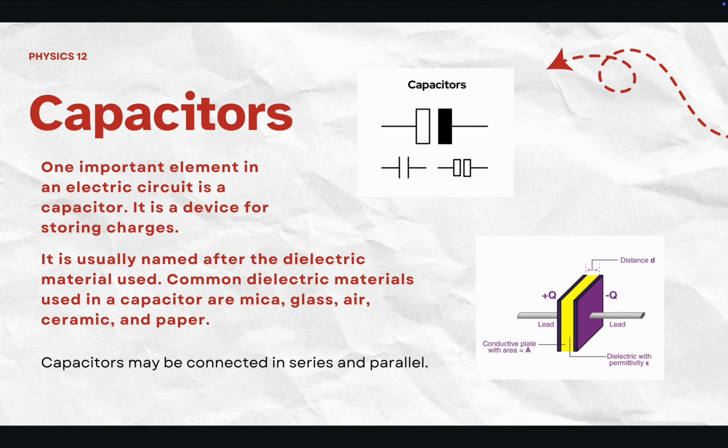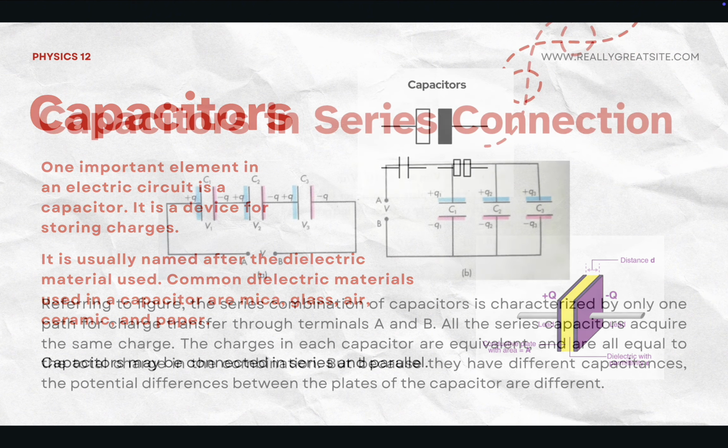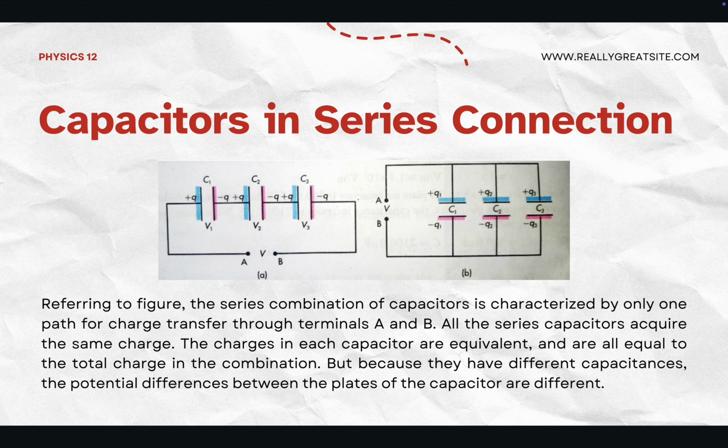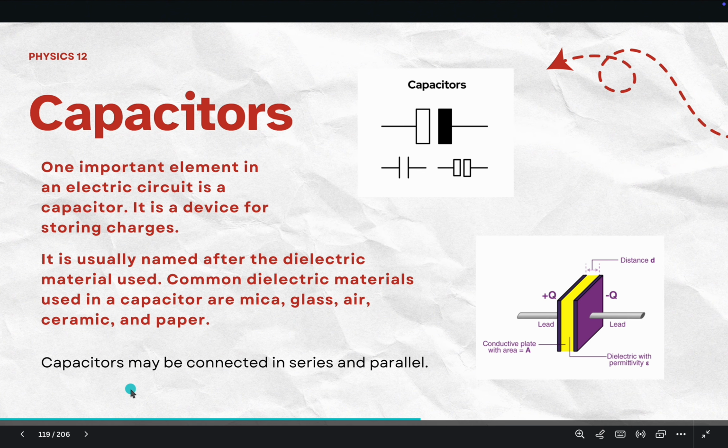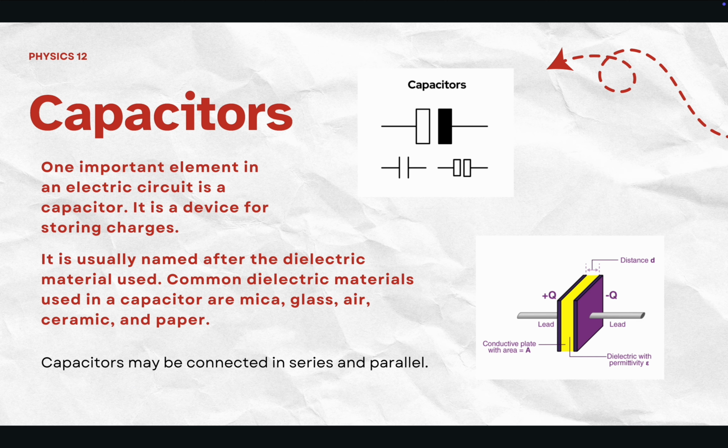Next is capacitors. One important element in an electric circuit is a capacitor. It is a device for storing charges, named after the dielectric material used. Capacitors may be connected in series and parallel. So, mauuna yung capacitors in series connection. Ang sabi nga dun sa pinakababa dito sa slide na to is capacitors may be connected in series and parallel. Pwedeng series, pwedeng parallel.